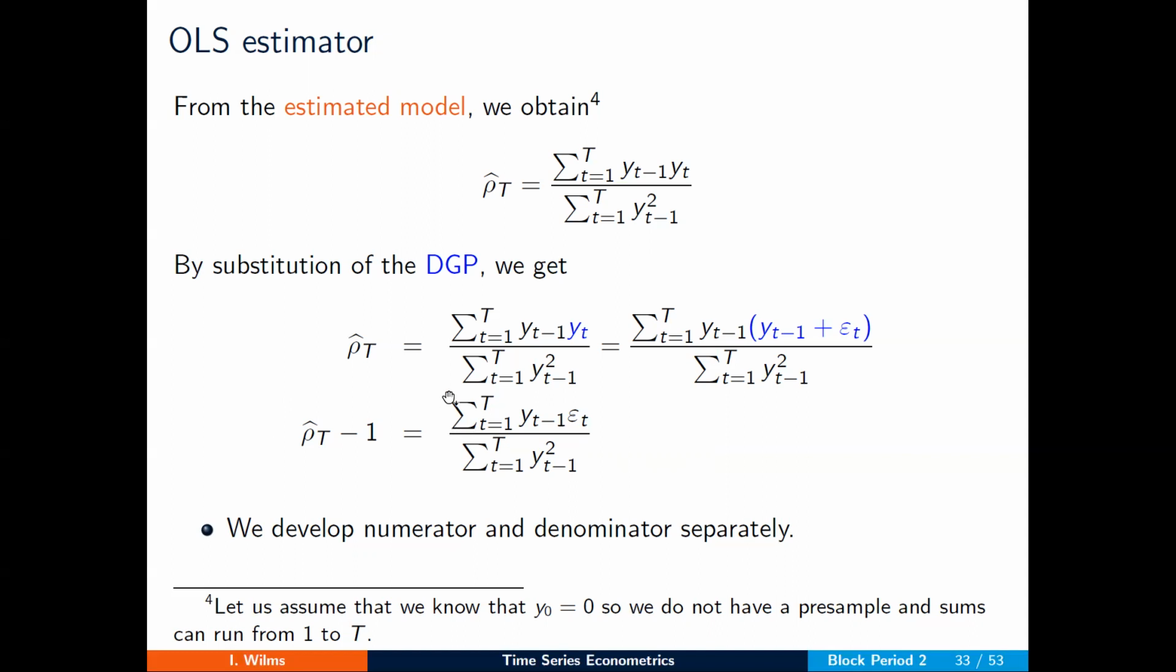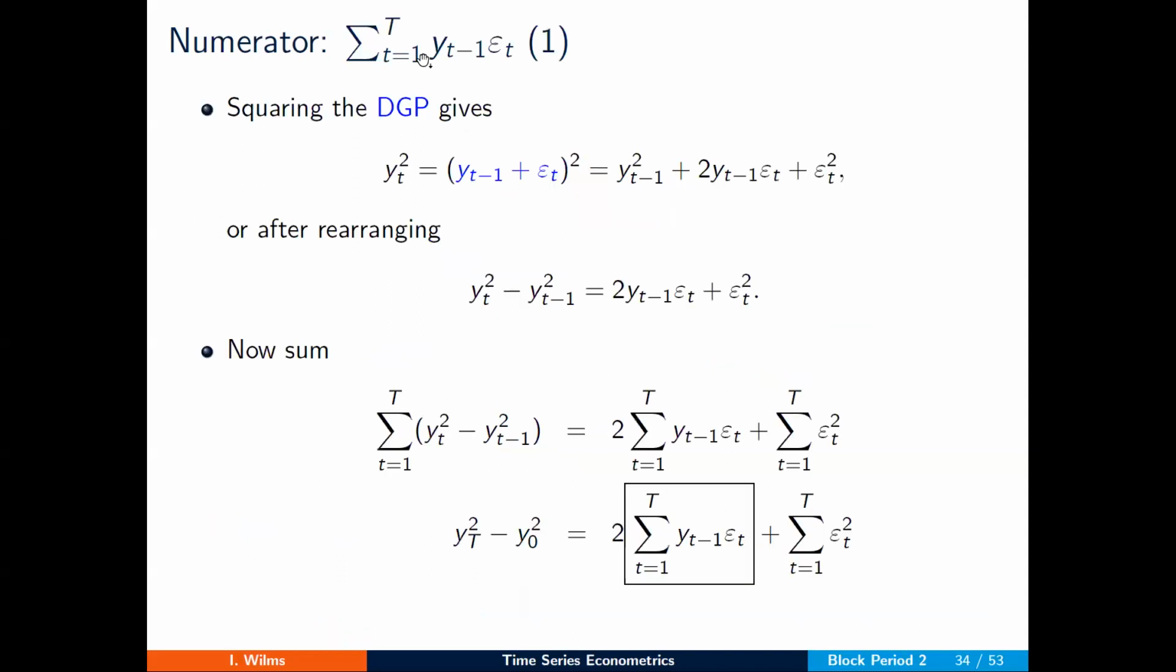Let's start with the numerator, that guy over here. So we have our numerator, and we will rewrite the numerator in such a way that we end up with expressions only involving partial sums of the error terms. Why? Well, because we know how to relate these to our scaled partial sum process, for which we can apply the functional central limit theorem.